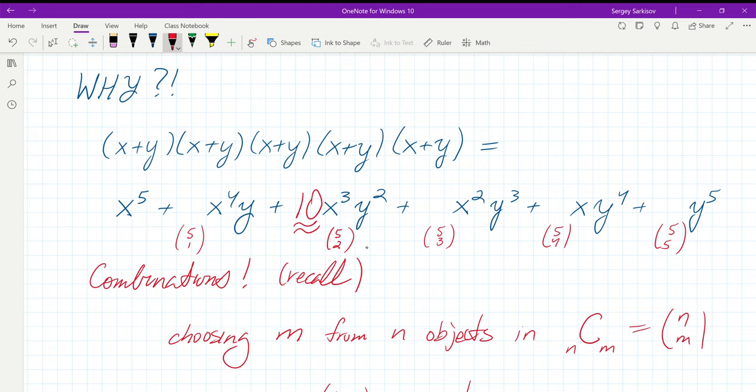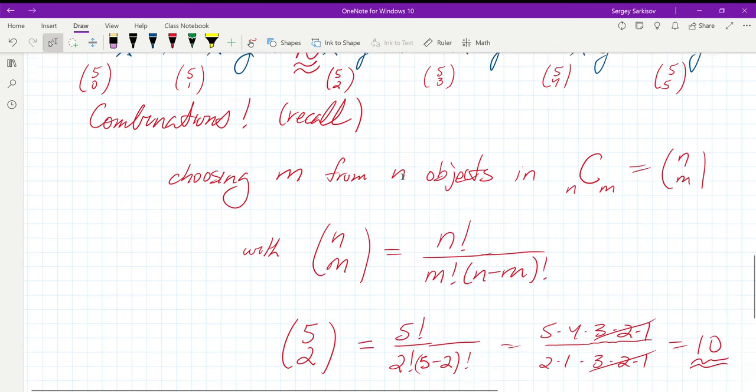How many x's? X's to the 5, so y's are 0. 5 choose 0. Let's keep it that way. Now, you can also do 5 choose y. You can do x's, and 5 choose 5, 5 choose 4. Why is it the same thing?